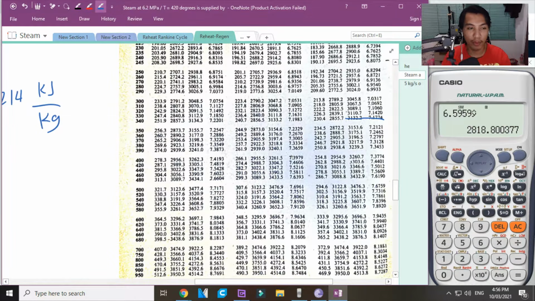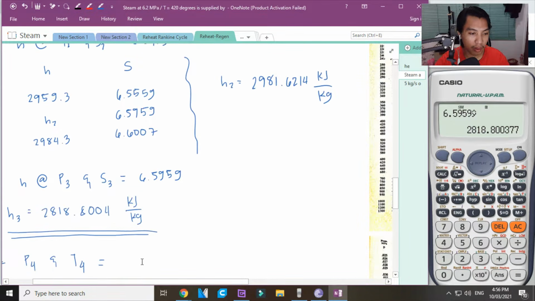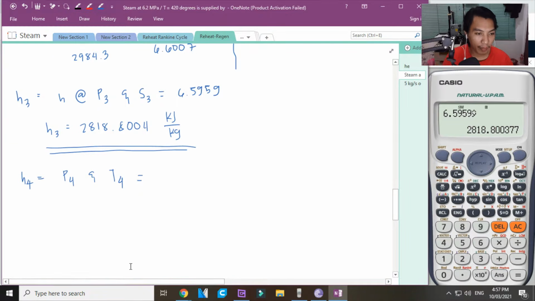3110.7 kilojoules per kilogram. That is H4. And then S4 is equal to S5. Take note, that is 7.1420 kilojoule per kilogram degree Kelvin. So that is H4. How about H5?